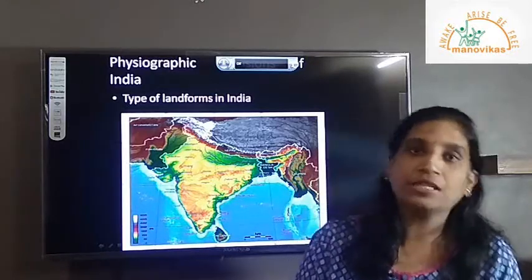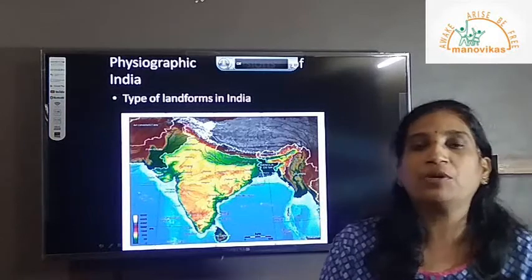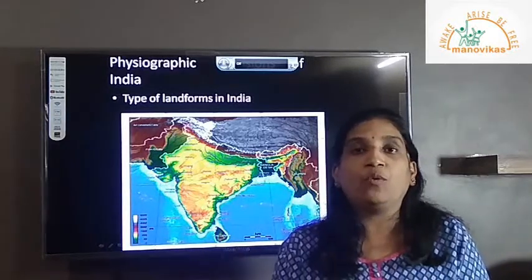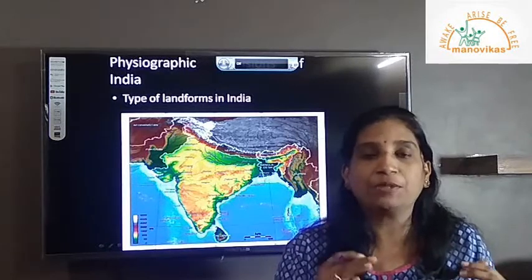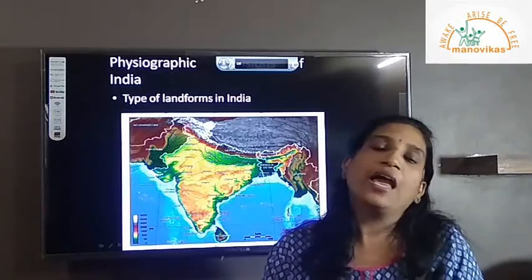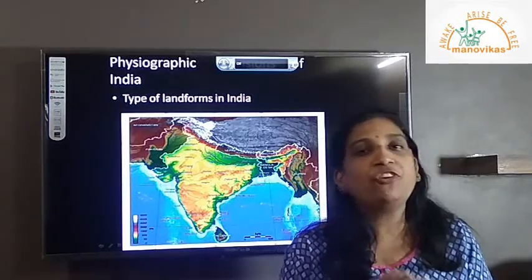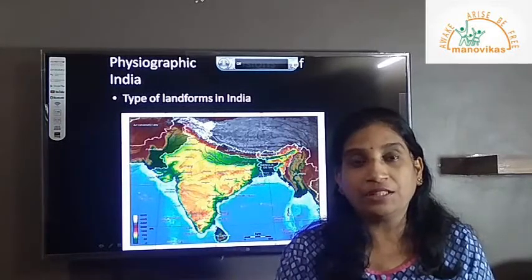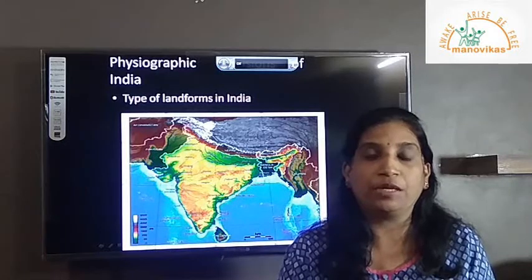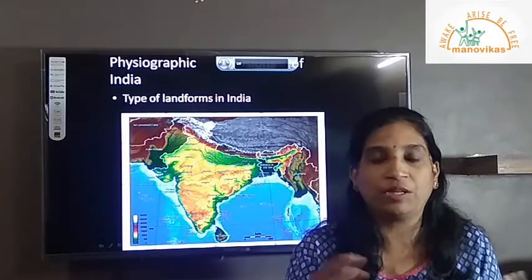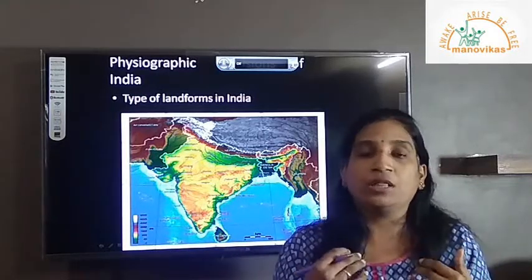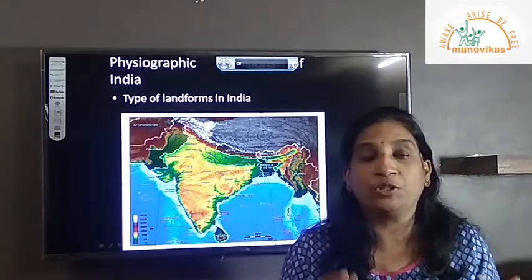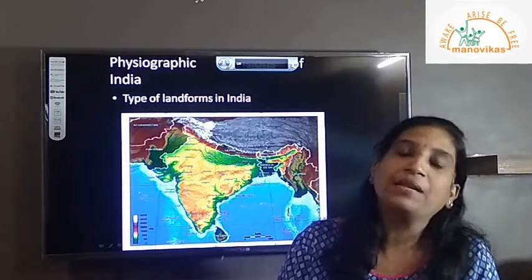So students, now let's learn something about the physical divisions of India. Let's explore India in more detail, about the types of land in India. As we all know, students, the earth is spherical in shape, or geoid in shape, and it rotates from west to east. We know all this information on the globe or on the map. There are grids with the help of which we can locate places.